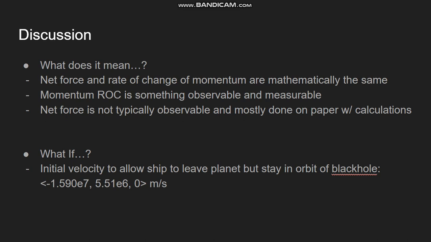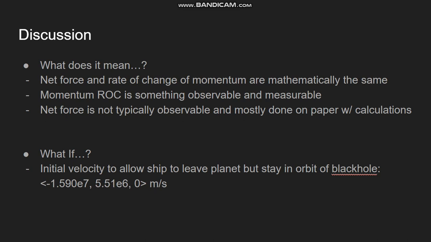What if? What if we wanted the ship to simply leave the planet but come into orbit of the black hole? What initial velocity would we need? This initial velocity is found to be negative 1.59 times 10 to the 7th, 5.51 times 10 to the 6th meters per second.